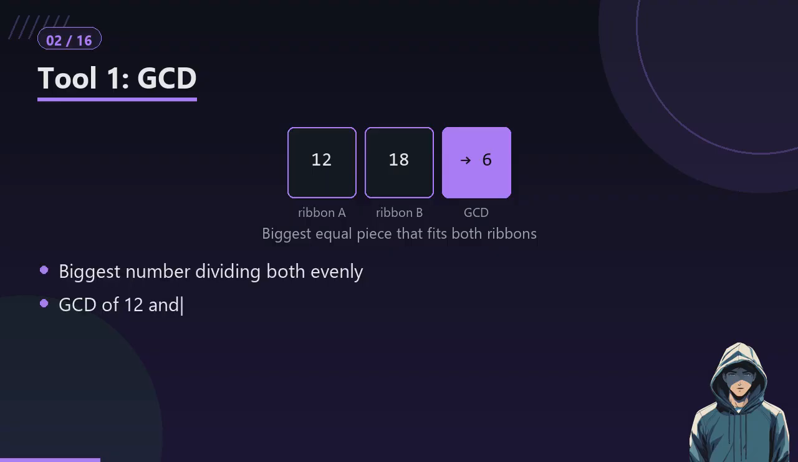First tool, the greatest common divisor, or GCD. Think of cutting two ribbons, one 12 inches and one 18 inches, into equal pieces with nothing left over. The biggest piece that works is 6 inches, so the GCD of 12 and 18 is 6. One handy convention, the GCD of 0 and any number is just that number, and we will lean on that trick later.